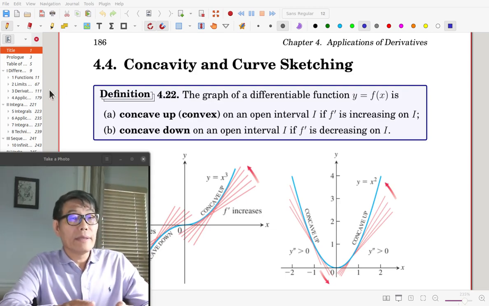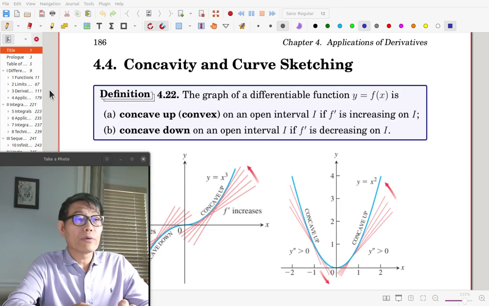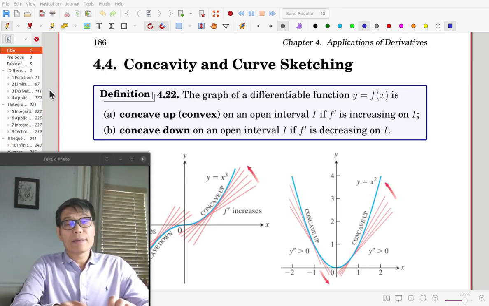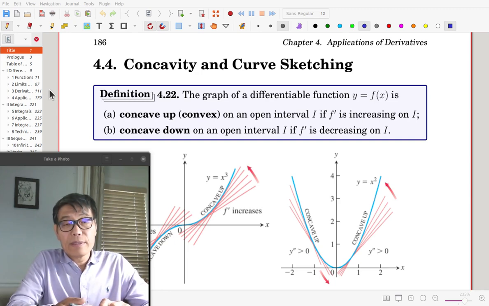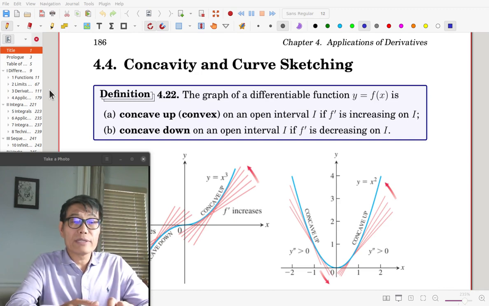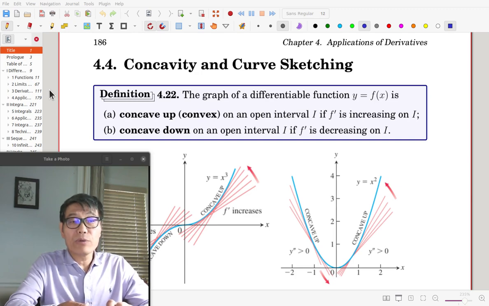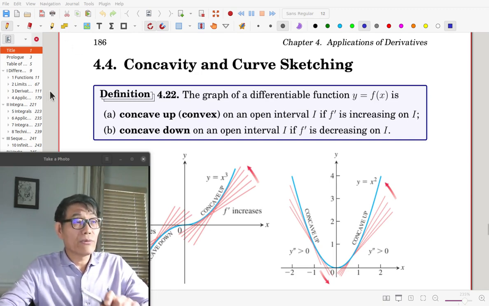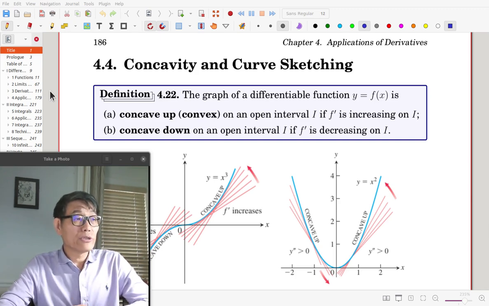Hi, it is section 4.4, concavity and curve sketching. In the last section, we studied how to identify local extrema and try to use them for curve sketching. In this section, we'll continue curve sketching, but along with a new concept of concavity. Let's look at this definition.